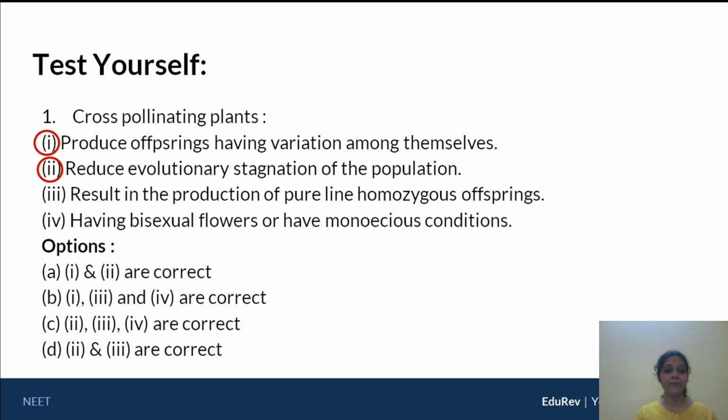Let's go to the third one. It results in the production of pure line homozygous offspring. But this is false. This is what you see in autogamy, not in xenogamy or cross-pollination. Number four, having bisexual flowers or monoecious condition. Now, for cross-pollination, you would prefer having unisexual flowers. So if you look at the options here, the correct option would be option A, which means statement 1 and statement 2 are correct.